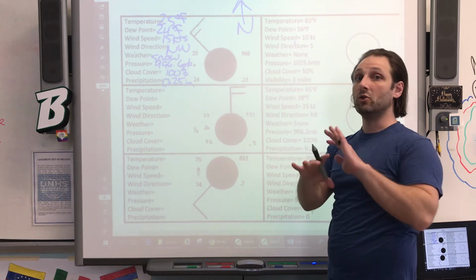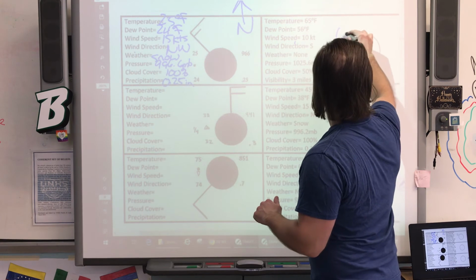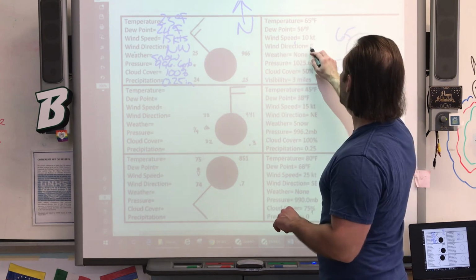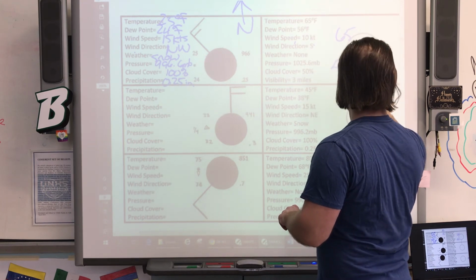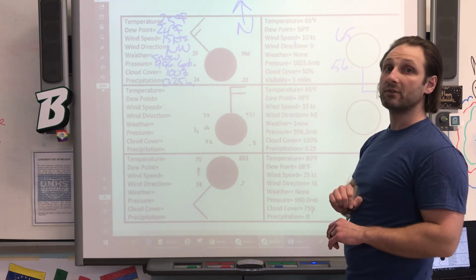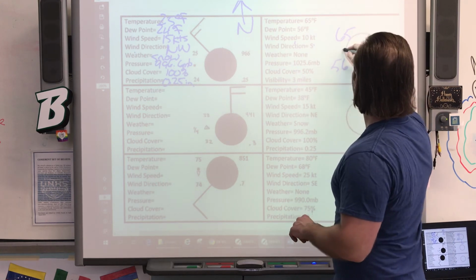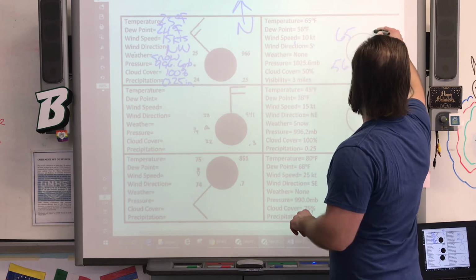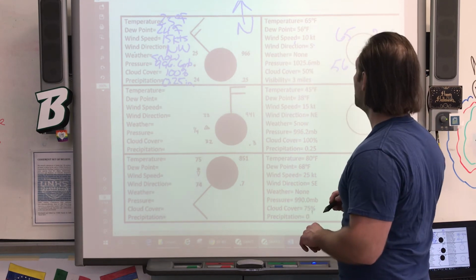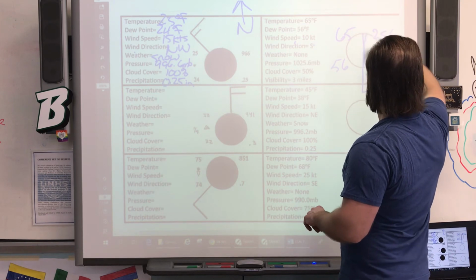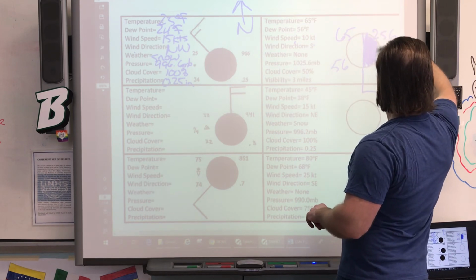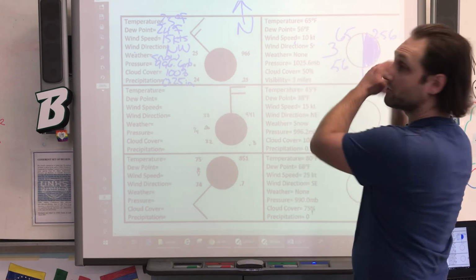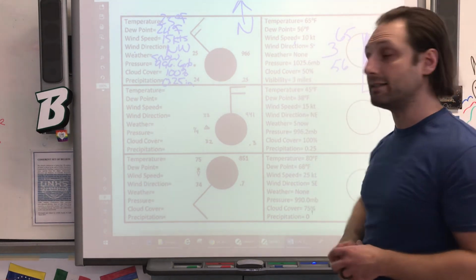No units. 65 for temperature, 56 for dew point. We want to get our tail on here first, so it's south, and 1 feather for 10 knots. We've got no weather present, so nothing goes there. We got to drop this 10, get rid of the decimal, get rid of the unit. We have a code of 256. Cloud cover, 50%. Visibility, 3 miles. There's your station model with the data that was present on that day.